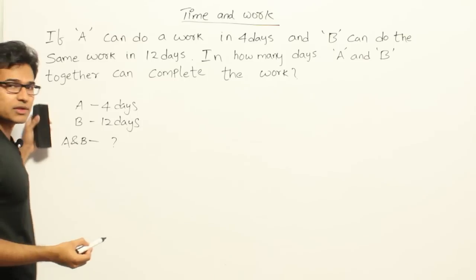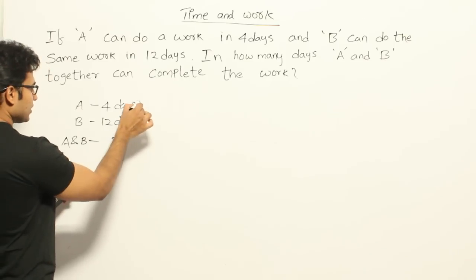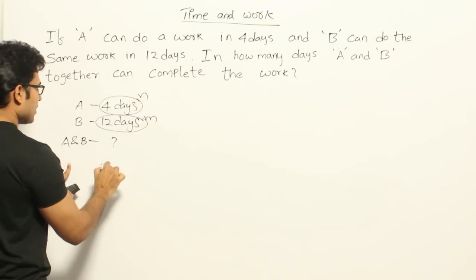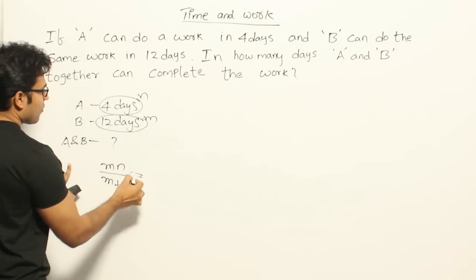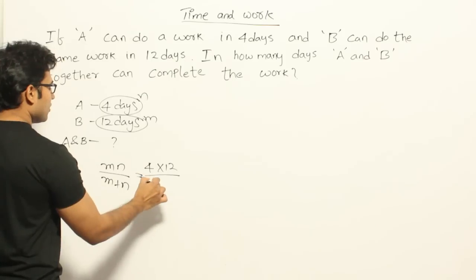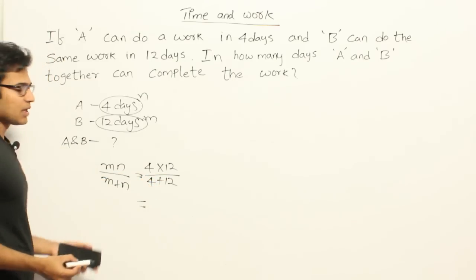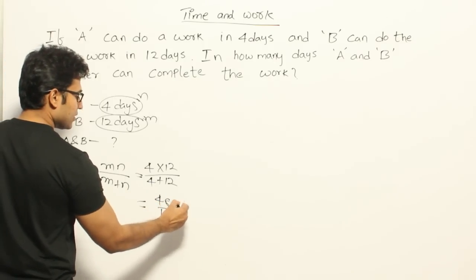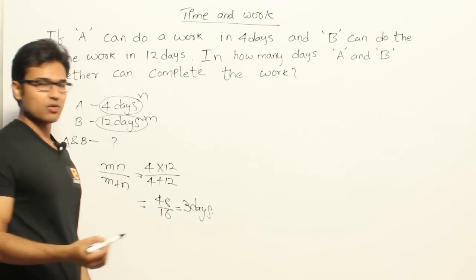finish the work? Just now we have seen the formula that the total number of days required is, if you think that this is the n number of days and this is the m number of days, m into n divided by m plus n, right? Now what is it? 4 into 12 divided by 4 plus 12. So product by sum. Now this is going to be 48 by 16, which is nothing but 3 days. Therefore we require 3 days to finish the work. That is the meaning of it.